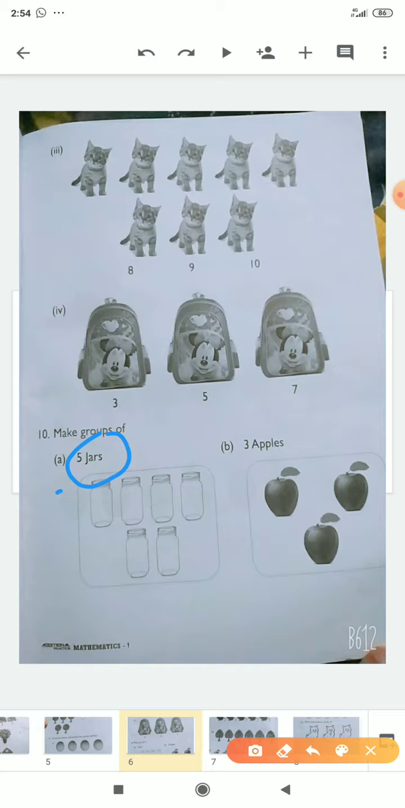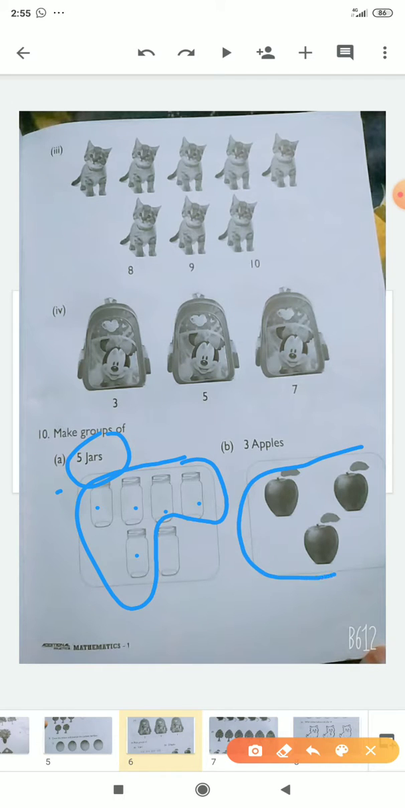So 1, 2, 3, 4, 5. We have done with our 5 bottles, and I will do it like this. Okay, you can do it yourself also. Now in the next question we have to make a group of 3 apples, and in the box 3 apples are given, so we have to make a group like that.